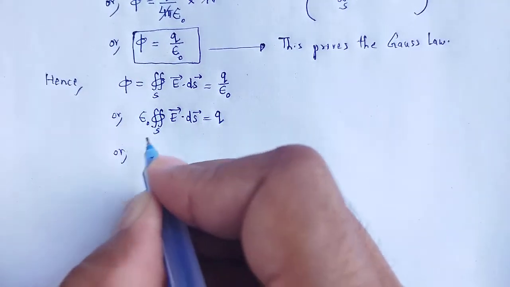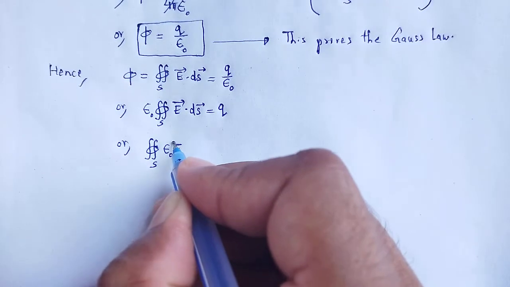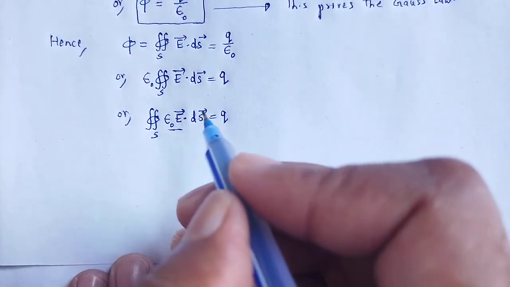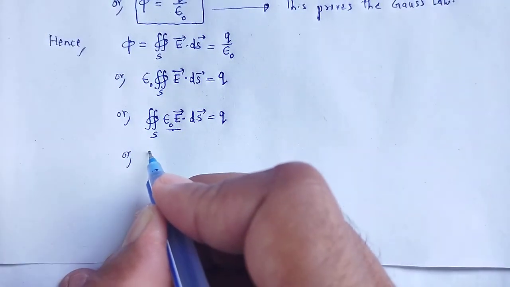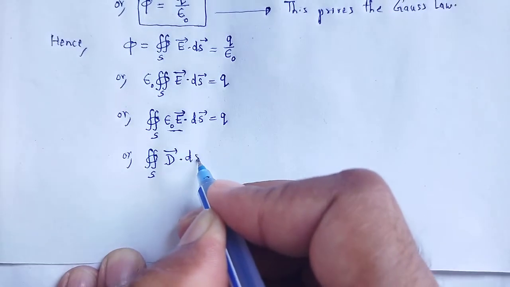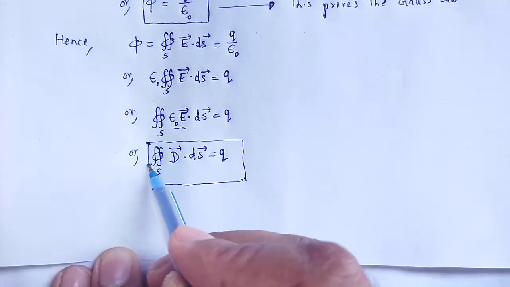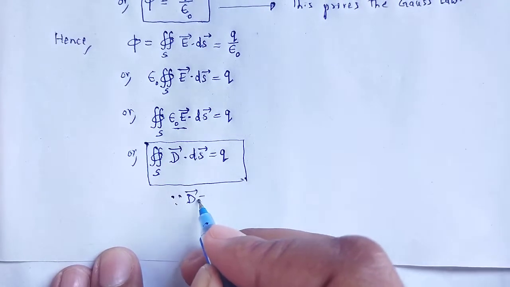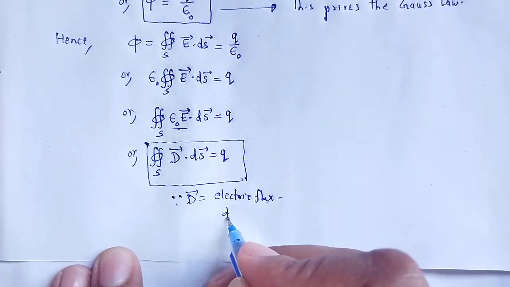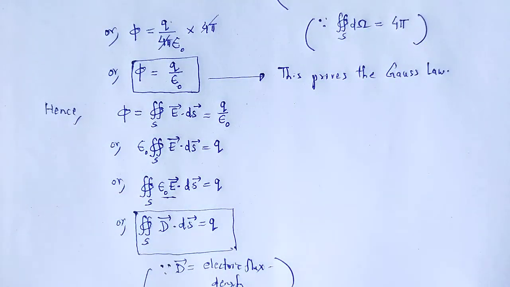Now, the closed surface integration over s of epsilon naught E vector dot ds vector is equal to q. That term epsilon naught into E is the D vector, the electric flux density. So the closed surface integration over s of D vector dot ds vector is equal to q, where D vector is the electric flux density. This is the proof of Gauss law.